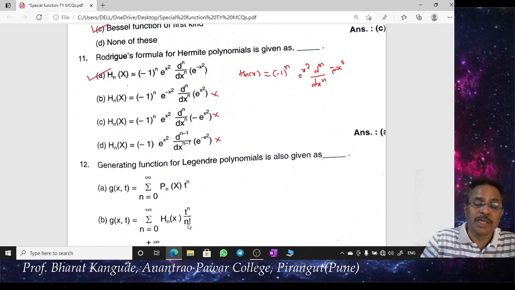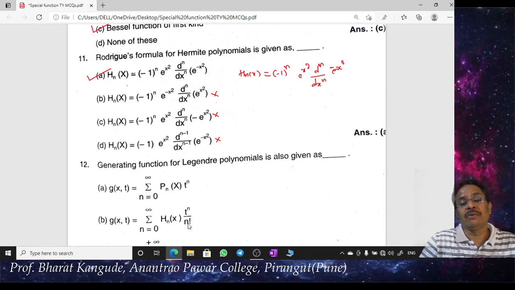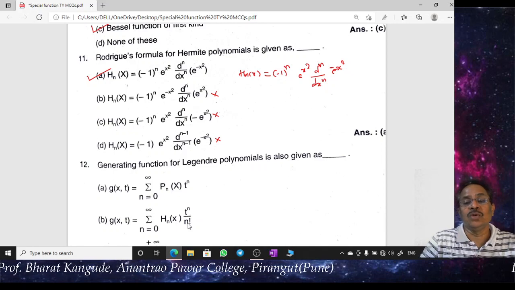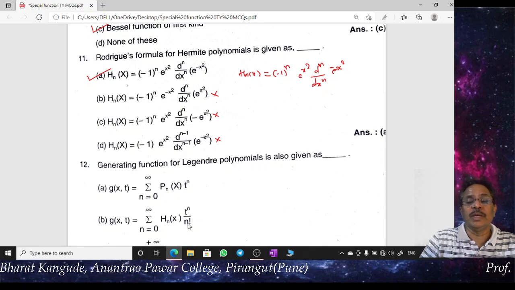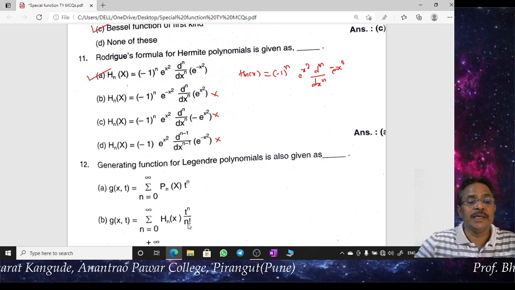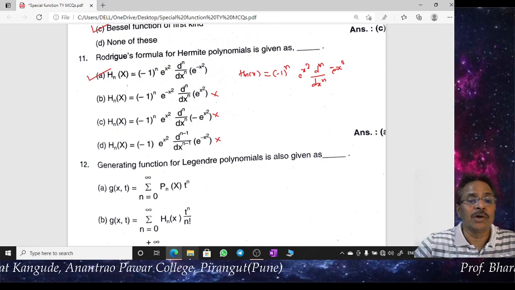So this is a memory question, as I said. Hn of x is equal to minus 1 raised to n into e raised to x square d raised to n upon dx raised to n into e raised to minus x square. Therefore option A is the correct option for the Rodrigues formula.